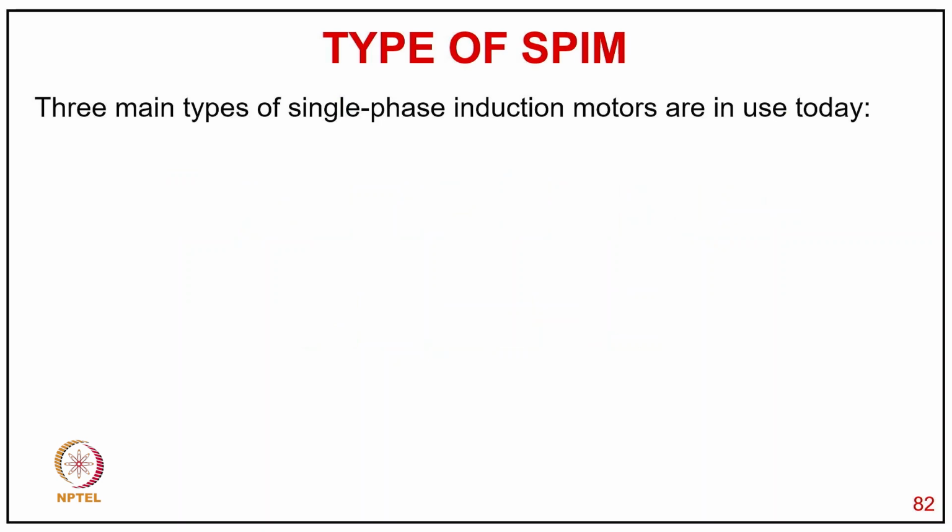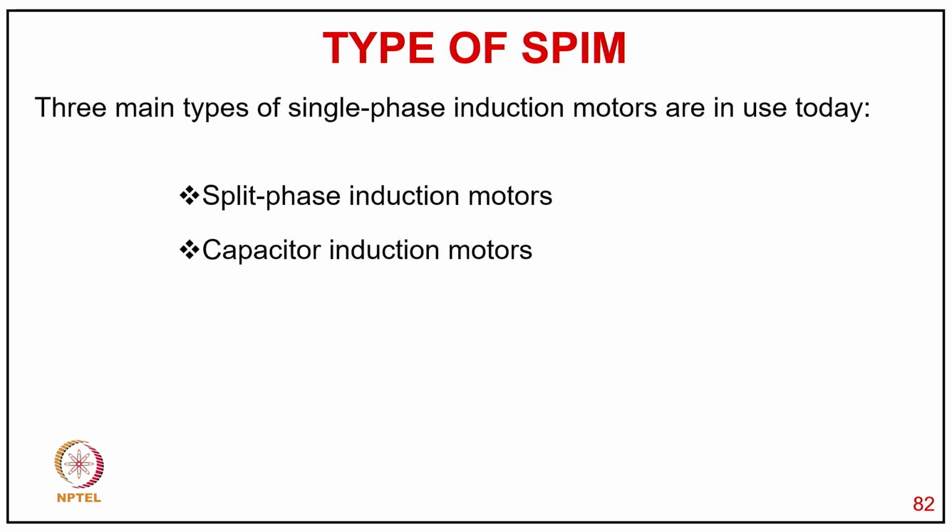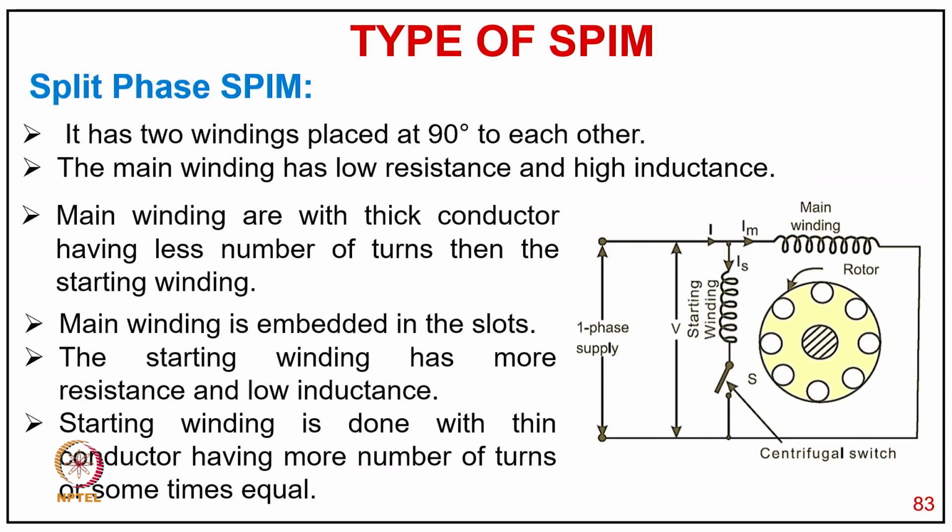So there are three main types of single phase induction motor used today in different applications. One is the split phase induction motor, then the capacitor induction motor, then the shaded pole induction motor. Coming to the first, split phase: it has two windings placed at 90 degrees to each other, and the main winding has low resistance and high inductance. As you see, the main winding is directly connected to the supply.